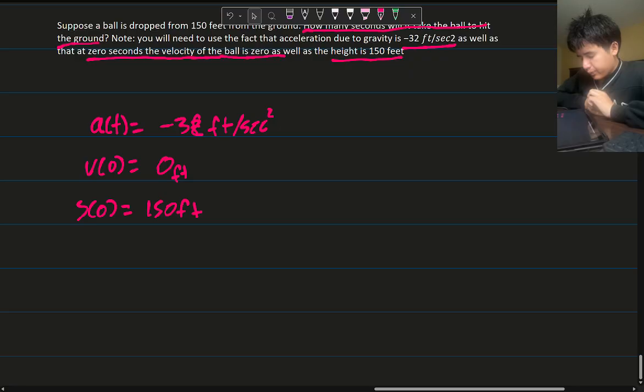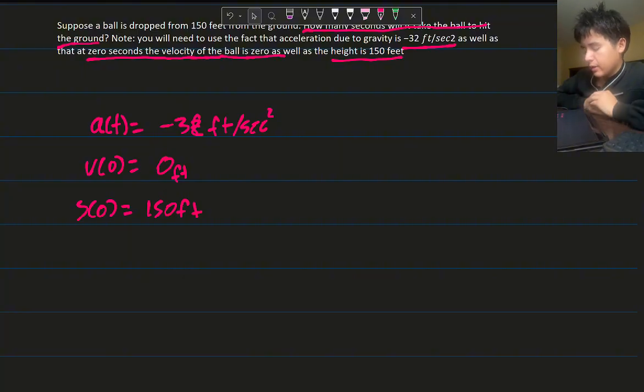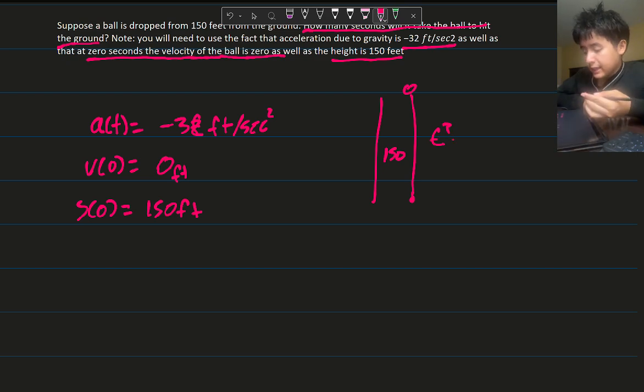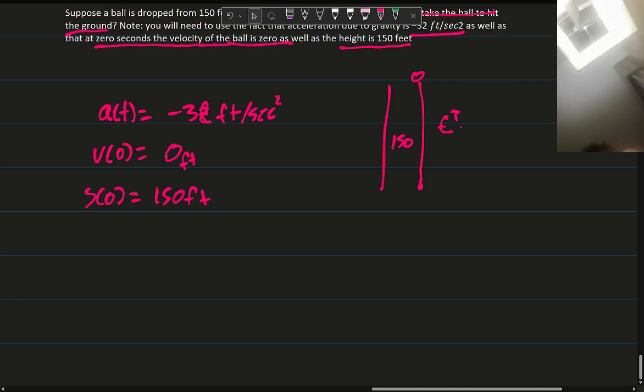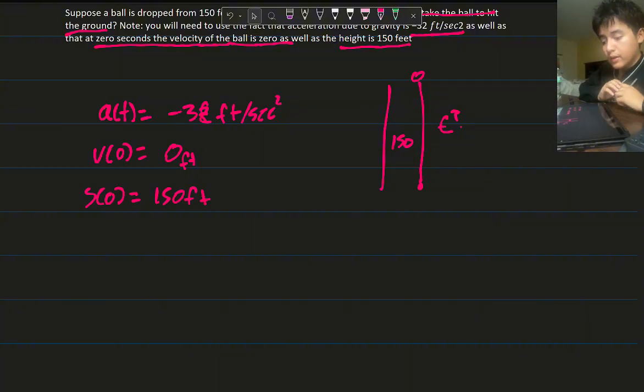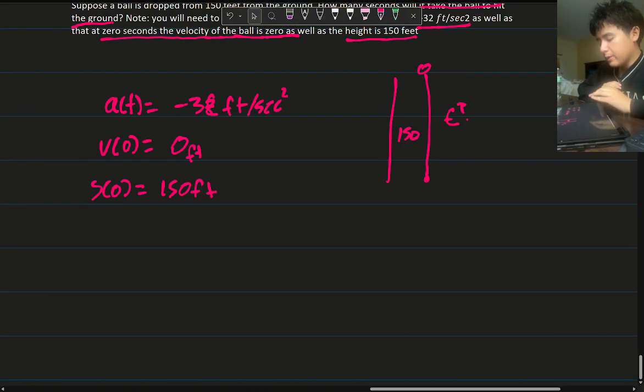Okay. So how can we find our time, from 150 feet, as the ball is dropped all the way down? How long would it take? So we have to find what t is. And how can we do that? Well, we have to find our original function.